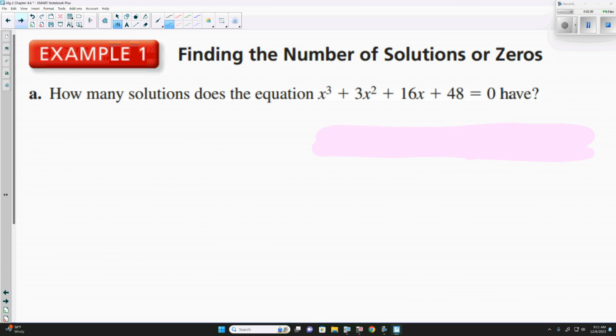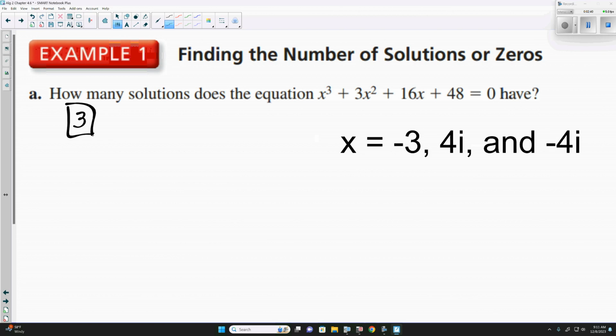So, looking at this one here, how many solutions does this have? 3, because the degree is 3. So the number of solutions is 3. Now, we're not finding them at this point, but if we did, the solutions would be -3, 4i, and -4i.